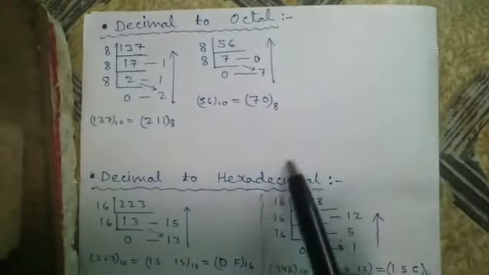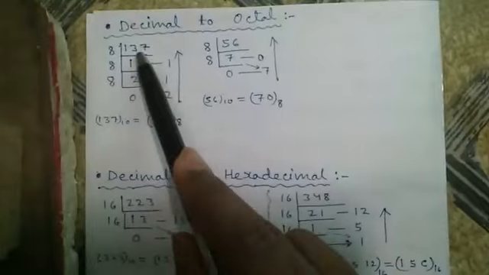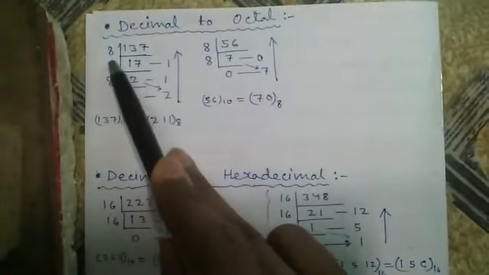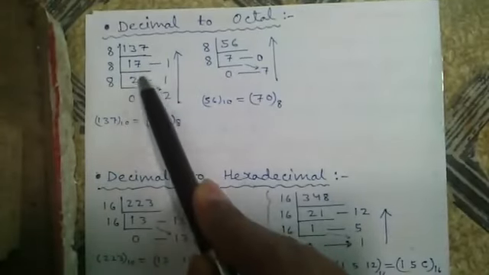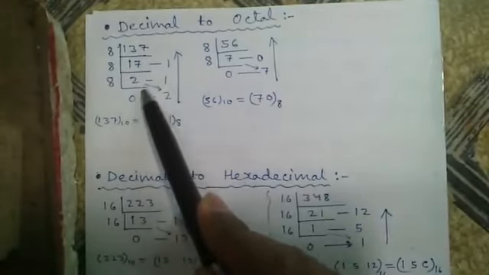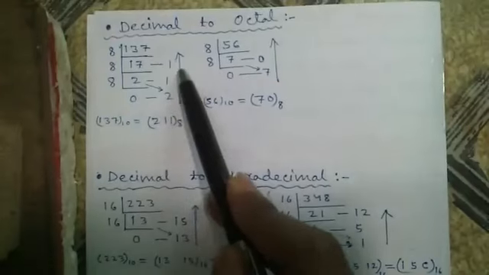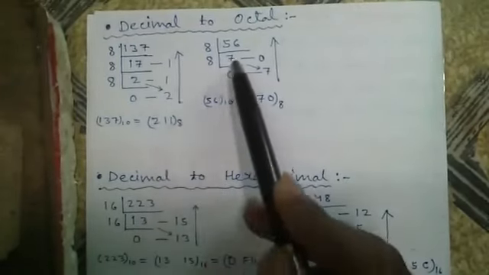Decimal to octal. Again, source number 137, destination base octal or base 8. So 137 by 8, quotient 17, remainder 1. 17 by 8, quotient 2, remainder 1. And 2 divided by 8, quotient 0, remainder 2. Read upward, 211, that is the required octal number. Do this yourself.